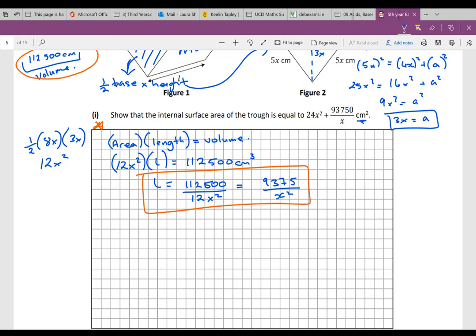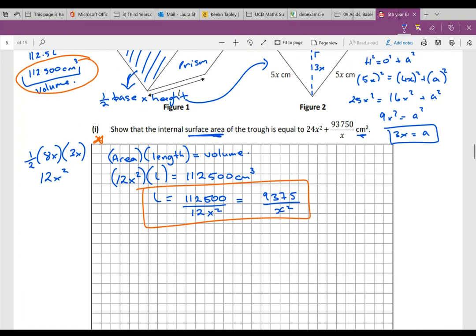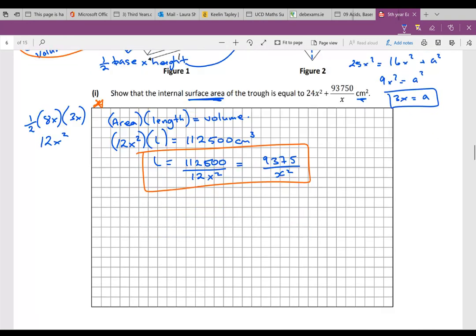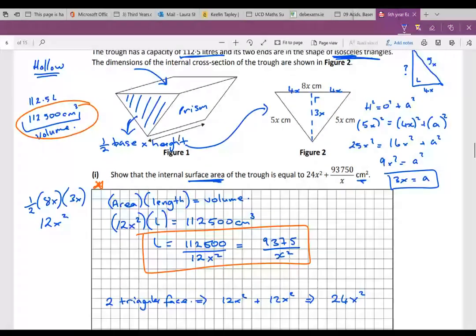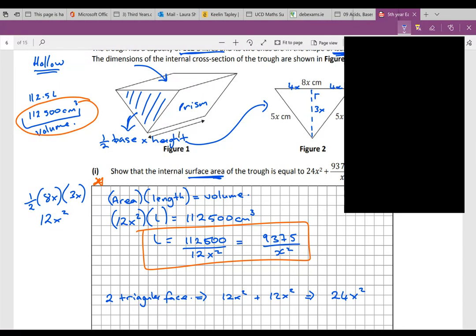Then I'm looking for the internal surface area. First of all, I've got two triangular faces at the front and at the back. So 12x squared plus 12x squared, and that's where I get my 24x squared. I've nothing at the top because remember that's hollow. And I've got two of these sides.